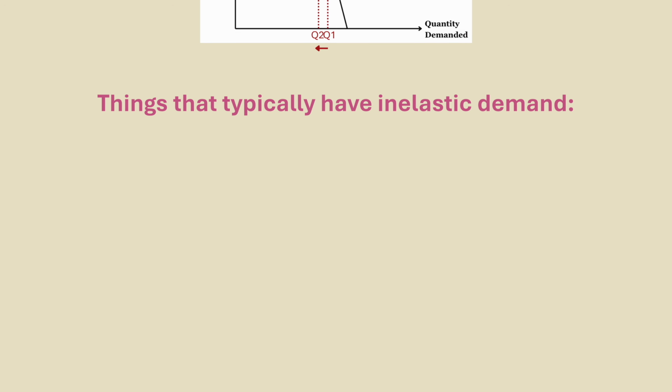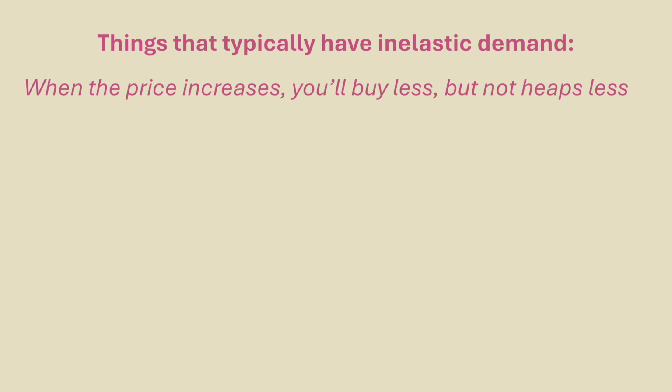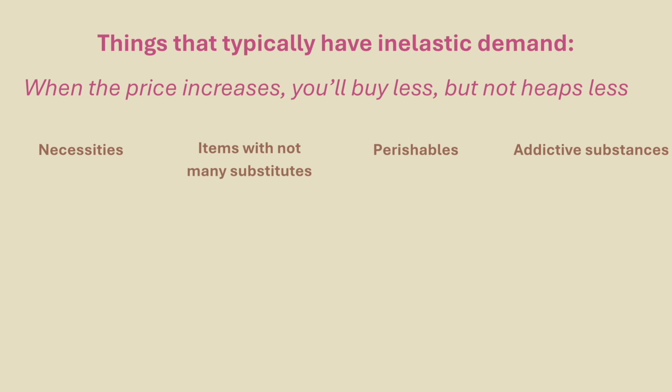Things that typically have inelastic demand are items for which, when the price increases, you'll buy less, but not heaps less. For example, necessities, which are things that you have to buy, or items with not many substitutes, which are other options you could buy which fulfill the same need. Perishables, which are things which get consumed quickly, or addictive substances. Let's look at some examples of each.